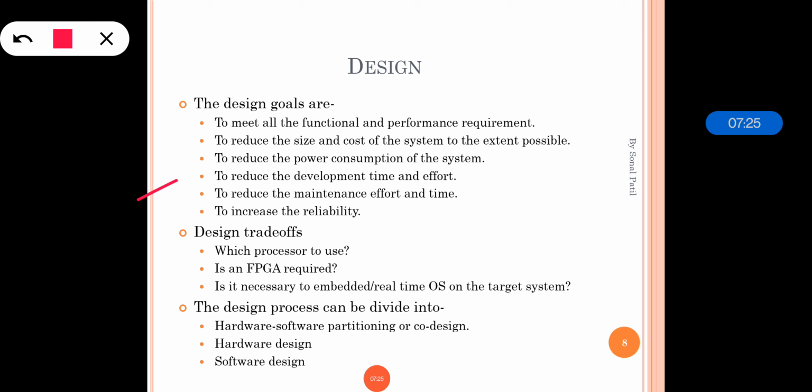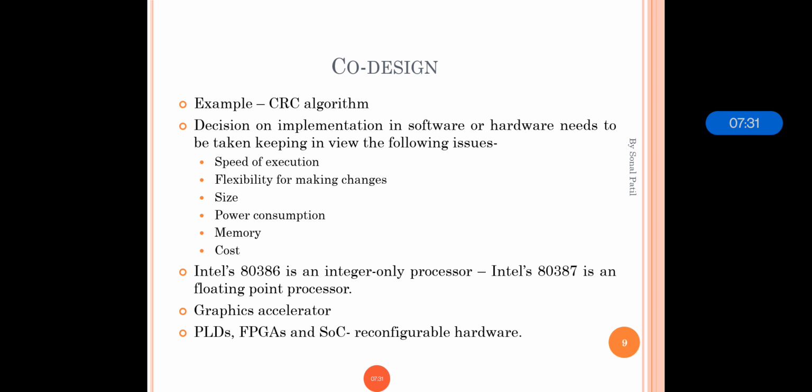And the design process is divided into two parts, that is the co-design, that is hardware design and the software design. So the hardware design and the software design, that is nothing but partitioning of co-design. Sometimes it is difficult to decide whether the functionality is to be implemented in hardware or software. Suppose we can take the example of CRC algorithm, that is the cyclic redundancy check calculation algorithm. Which is a better choice, hardware or software?